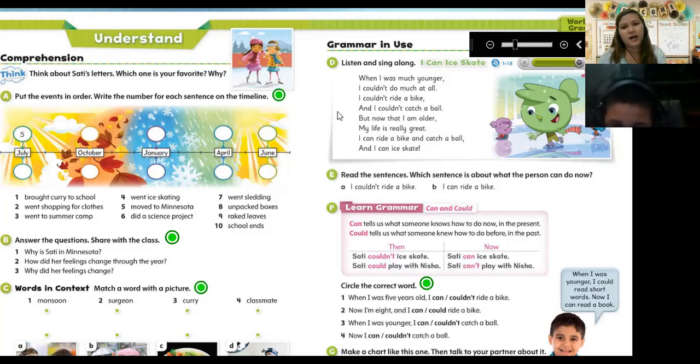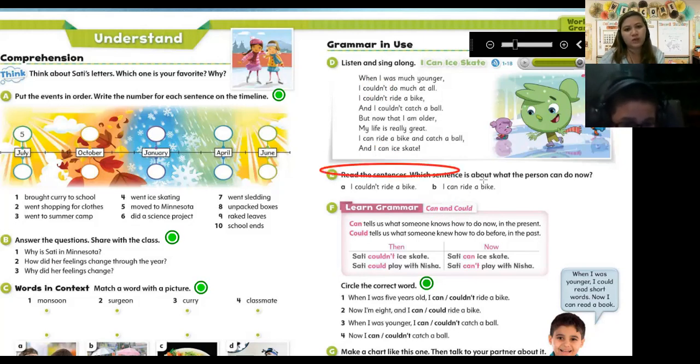Okay, so we have it here, the grammar. And the grammar, can and could. So here, I couldn't. And then, I can. Okay, so this one today, we will continue with, or we will learn about, the grammar, can and could.